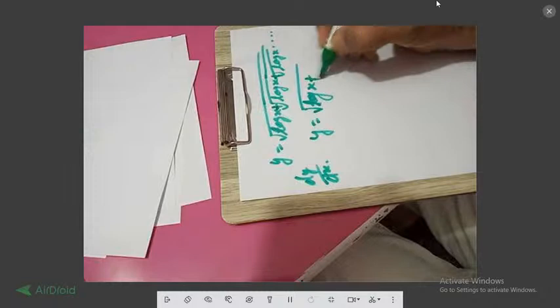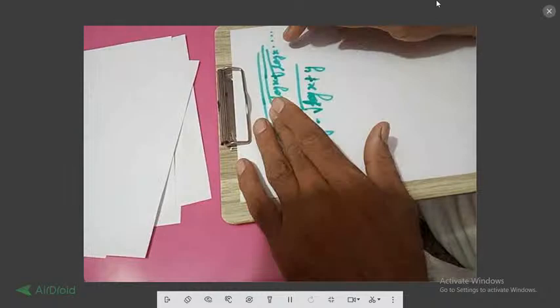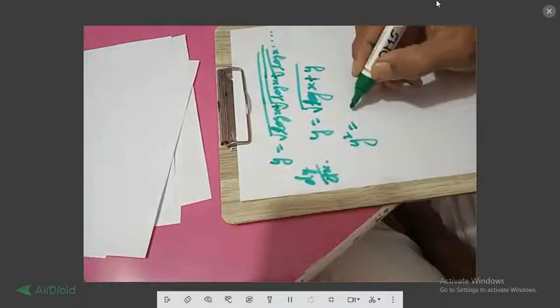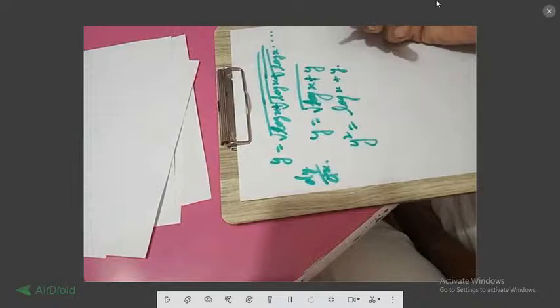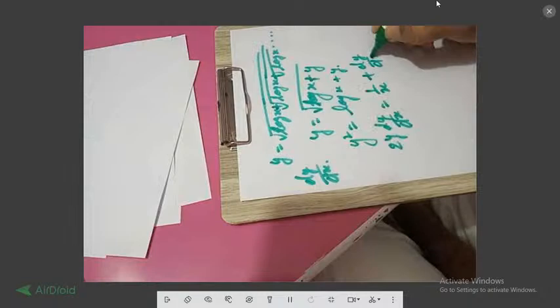To find dy by dx, if we remove the 1 from 3x, this has no effect on sin x. We put this as y and square both sides: y square is equal to x log x plus. Now differentiate with respect to x: 2y dy by dx is equal to 1 oblique x sin x plus dy by log dx.